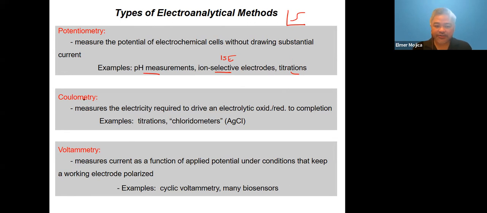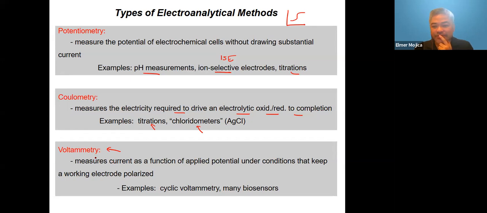Okay? Now, on coulometry, on the other hand, it measures the electricity required to drive an electrolytic redox reaction to completion. Okay? So, usually, it involves titration, ayun yung tinatawag nating chloridometers. So, this is adding chloride to silver. Okay? Because when you add silver ion to chloride, an argentometric titration, usually you will have precipitate. Okay, so the last one, where I was able to do some research when I was still part of IC, I think 18 years ago.